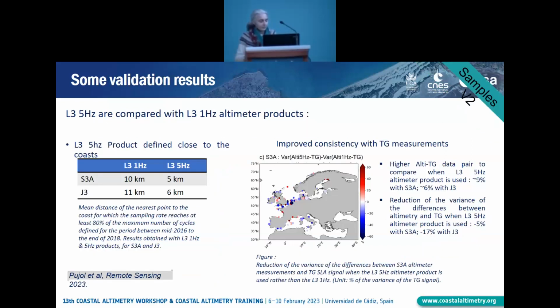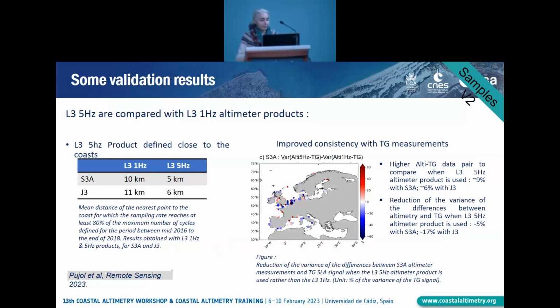So to go deeper in the validation of this product near the coast, we also try to compare the 5 Hz along-track product with independent tide gauge measurements. We did that for the European coast with the sample V2 version delivered with NES. So this version of the product also goes closer to the coast compared to the 1 Hz version.